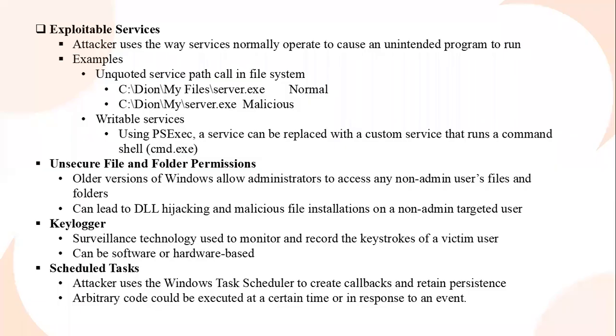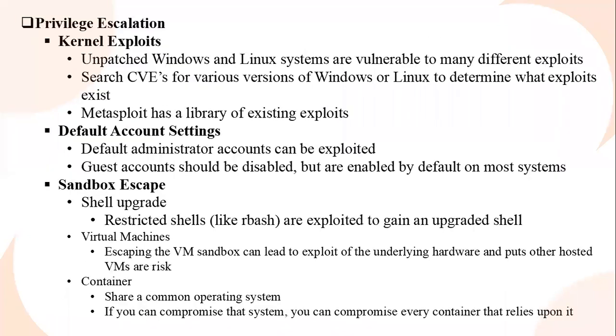So I was saying something before I went off in the previous video. I was talking about privilege escalation. For Windows systems and Linux systems, you need to search the CVEs, Common Vulnerabilities and Exposures, for various versions of Windows and Linux to determine what exploits exist. Like I said earlier, this CVE database has details of several types of vulnerabilities and what is possible in terms of exploiting them. Of course, Metasploit has a library for all of these exploits.